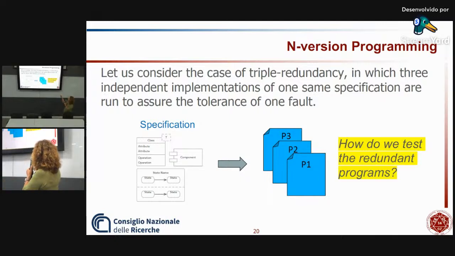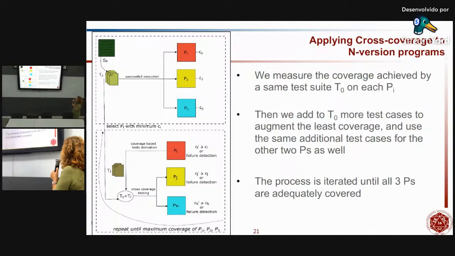So we use N-version programming, and so we have one specification that says what the program should do, but then the system is actually implemented by redundant programs. So the very trigger of this idea of cross-coverage was, okay, how can we test these redundant programs P1, P2, P3, and so on? So this is the first idea that we developed, okay?